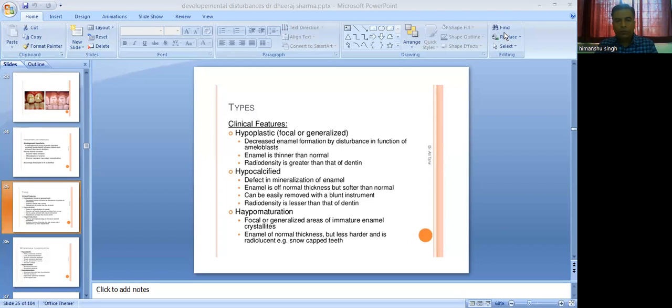Third is the hypomaturation type. There is focal or generalized weakness of immature enamel crystallites. The enamel is of normal thickness, but is less hard in the centuries. Example: snow-capped teeth.